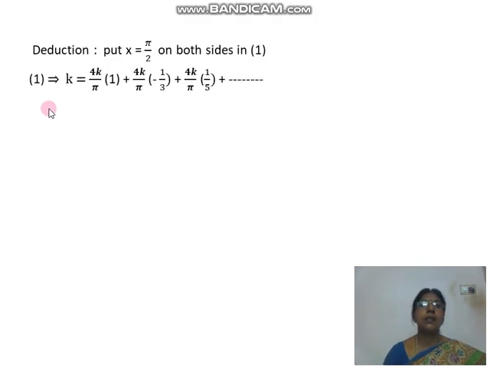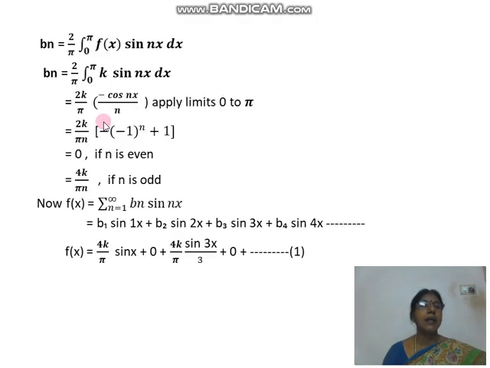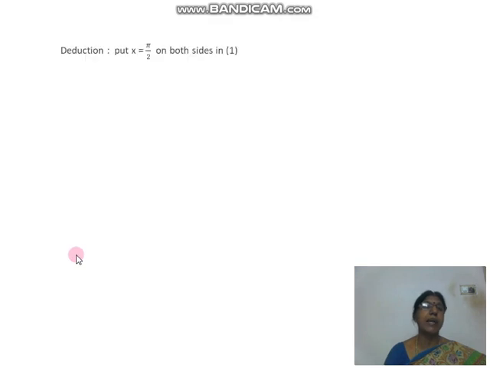Now for deduction, you put x is equal to pi by 2 on both sides. Pi by 2 is in the 0 to pi interval. In the 0 to pi interval, f of x is k. Pi by 2 belongs to the 0 to pi second subinterval, and in the second subinterval f of x is k. So put x is equal to pi by 2. Now f of x at x is equal to pi by 2 means in the 0 to pi interval f of x is k, so I substitute k here. f of pi by 2 means k.